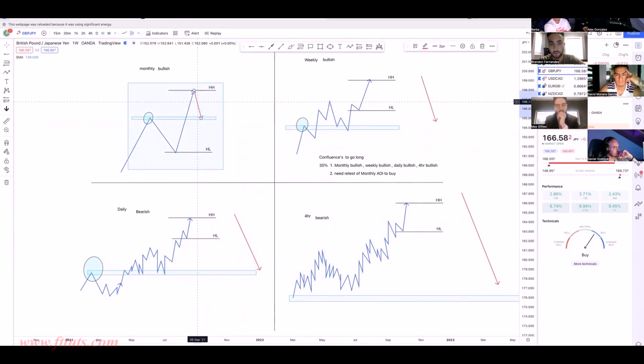Where is the higher low going to come and do it? At the previous area of interest. So we need this to create a higher low at the previous area of interest, right? You guys are with me so far on that? Everything makes sense? Perfect. Okay. This zone right here that we're looking to buy is the monthly area of interest. This is how it looks on the weekly. This is how it looks on the daily. And this is how it looks on the 4 hour.